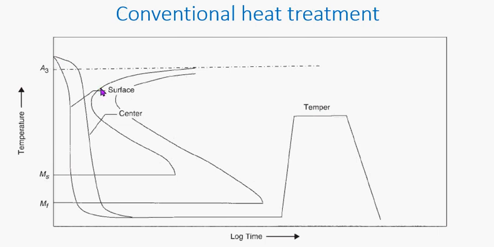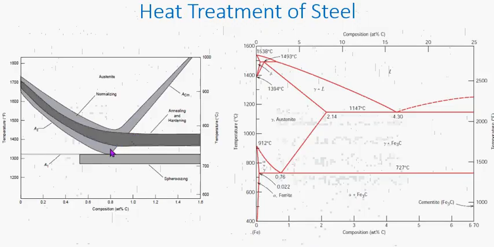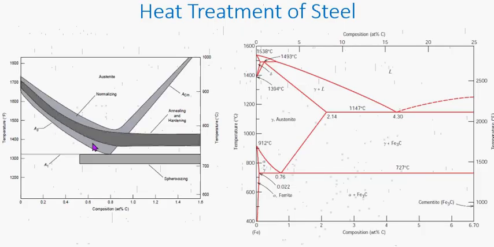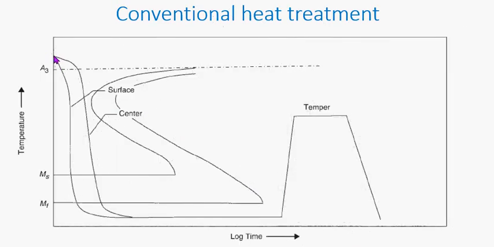So as I've said earlier, the process starts with austenitizing. Austenitizing means heating to the austenite region above the A3. Sorry, A3 is not the eutectoid temperature, but this is A3 here, at least above it. So heating above it, this is the eutectoid line here, this horizontal line. So austenitizing begins with heating above the A3 line.